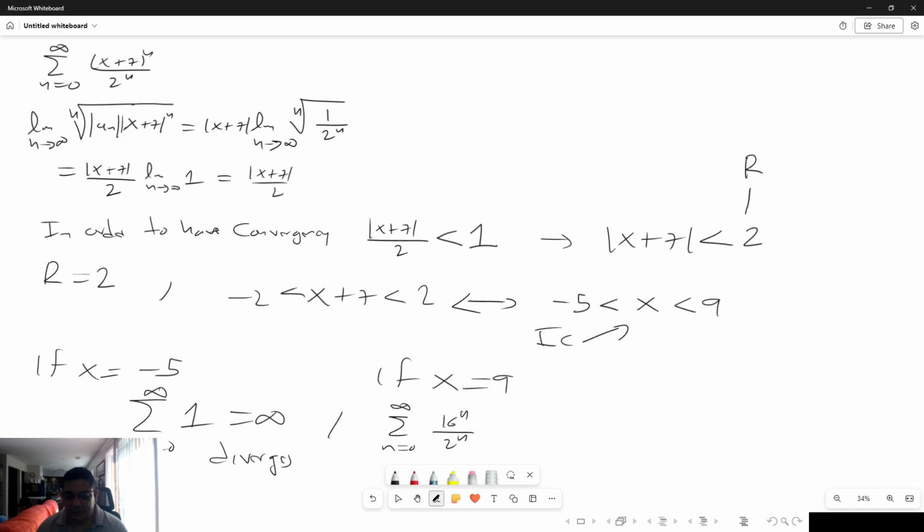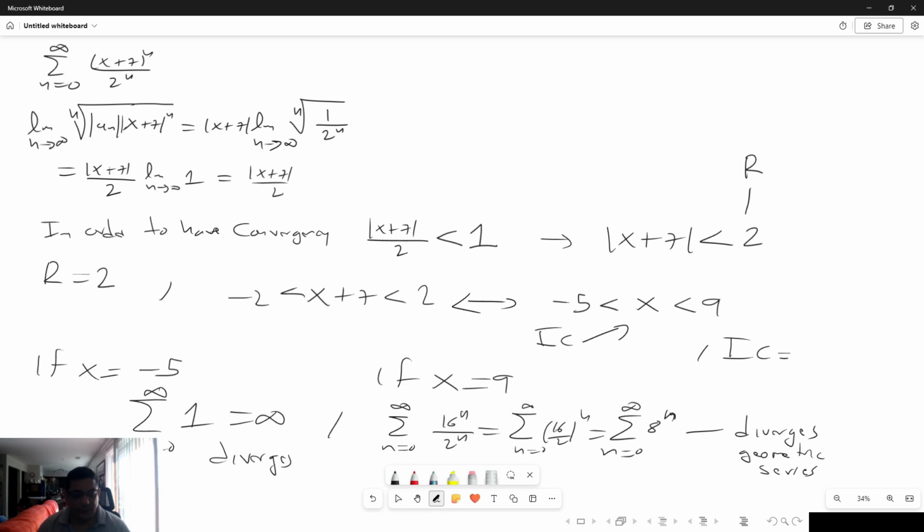So this is clearly a ratio. I can see this as really 16 over 2 to the n, or even 8 to the n. Since this ratio here is bigger than 1, then this is a divergent series as well. This is a divergent geometric series. So none of the endpoints is going to work out, and the interval of convergence is just going to be minus 5 open up to 9 open, and with a radius of convergence of 2.